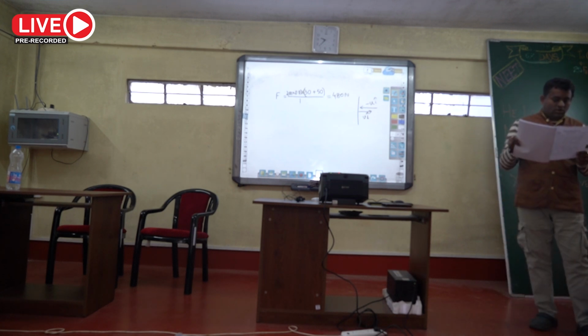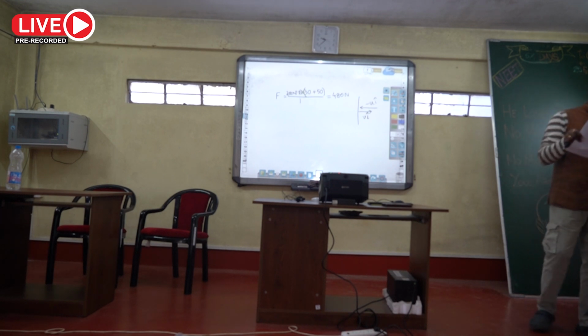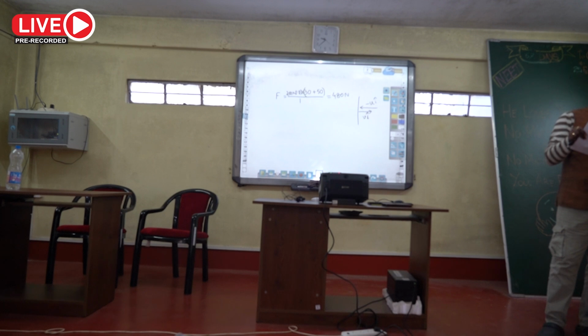A block rests on an inclined plane making an angle of 30 degree with horizontal. The coefficient of static friction between the block and the plane is 0.8. The frictional force on the block is 10 Newton. Then mass of the block in kg you have to find out.